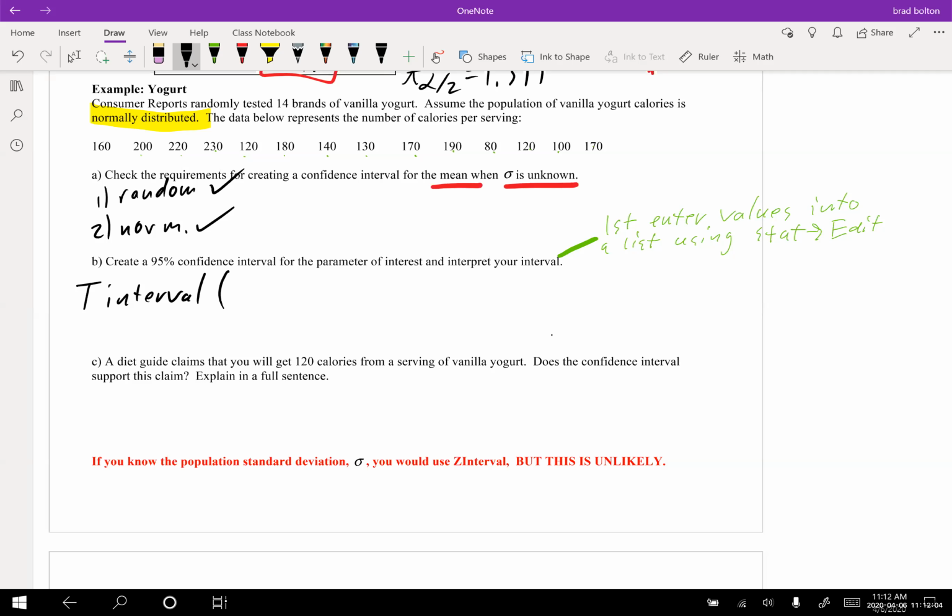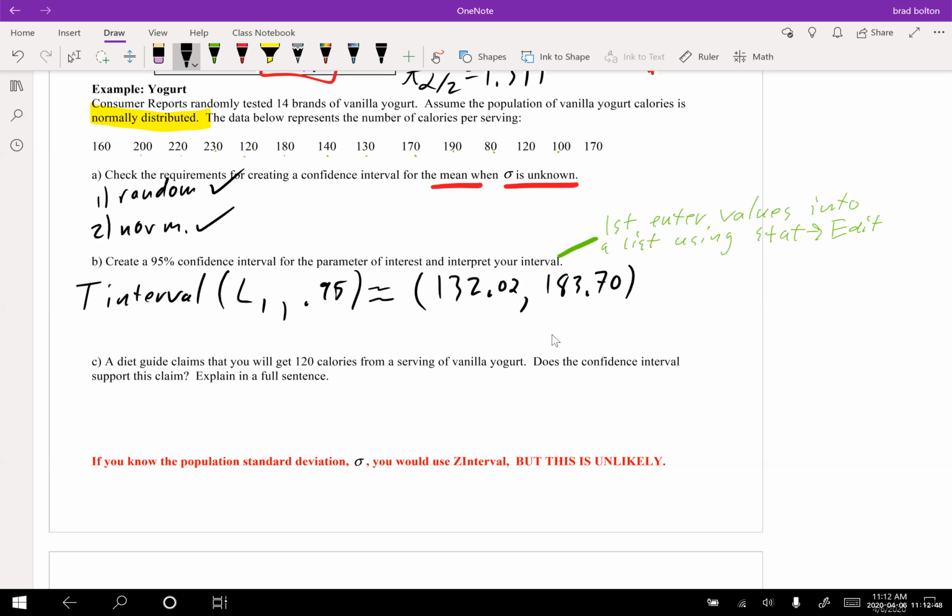So I'm going to do t interval list one. You know what? You can just do t interval list one, comma 95%, because it depends on the calculator you have. So I'm going to just go with that, and it's going to spit out my interval. So I get an interval of 132.02, comma, 183.70. Okay. So the calculator gave me my confidence interval, and I didn't even have to calculate anything.